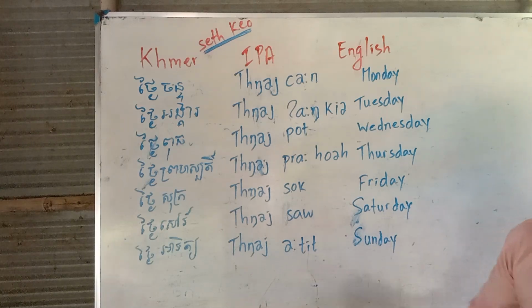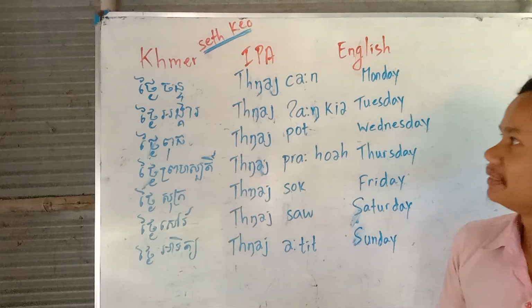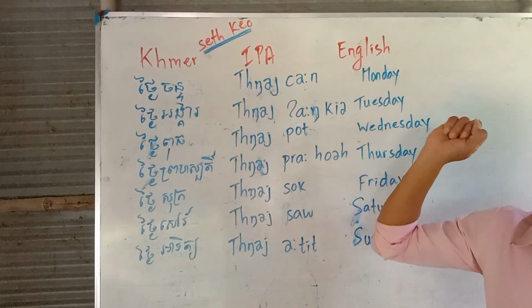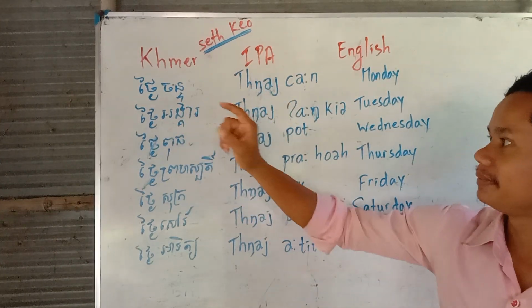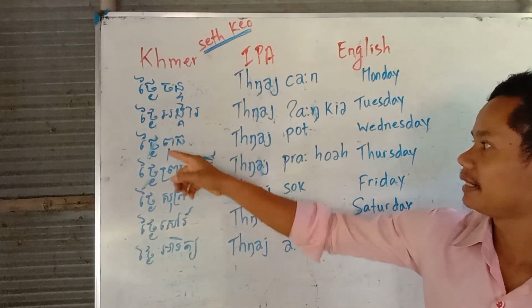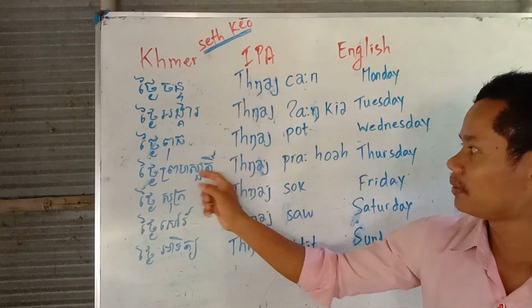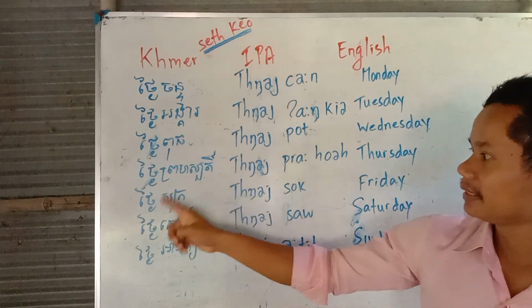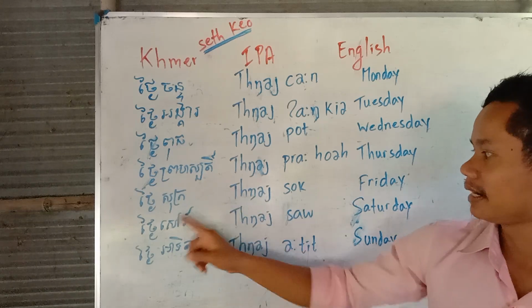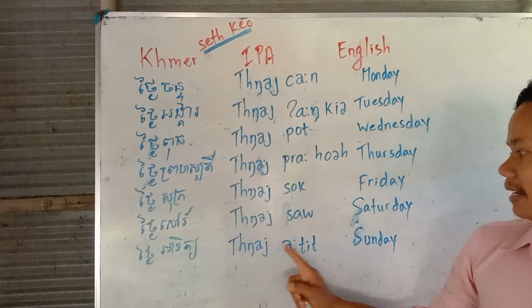Let's practice again and again, and then you can remember it. So again. Ngay chan, ngay on kia, ngay put, ngay praho, ngay sok, ngay sai, ngay tich.